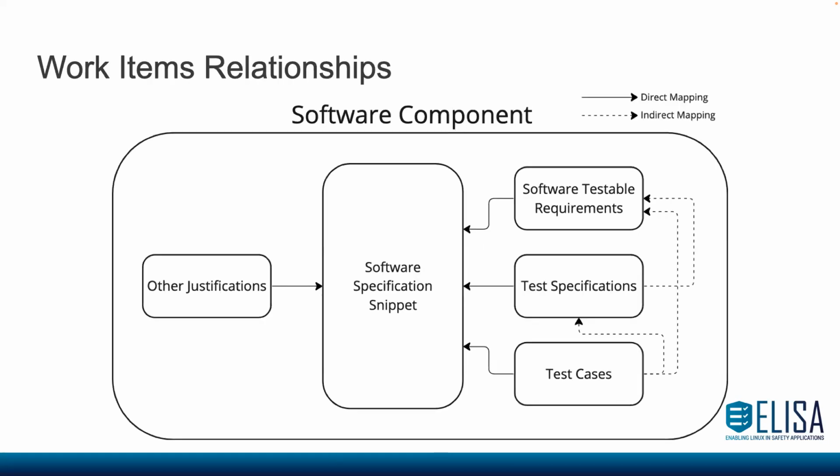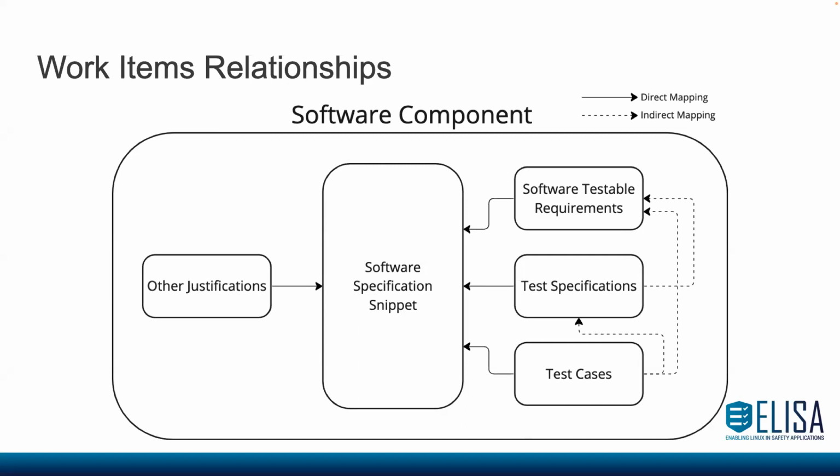Let's see which kind of relationships we can generate in Basil for the above-mentioned work items. We have essentially two types of relationships. Direct, that means a work item is directly connected to a snippet of a software specification, for example, a testable requirement connected to a snippet of the software specification. And indirect, that means a work item is connected to another work item of a different type.